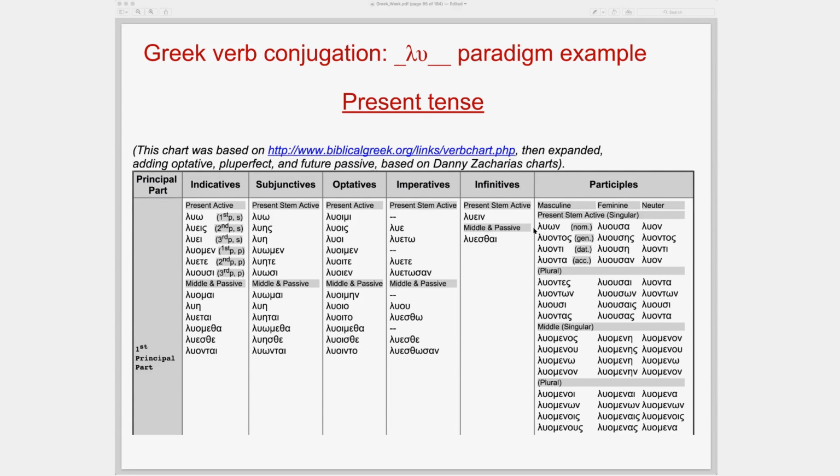Okay, and then the participles, and there's all sorts of participles, and as you can see that they are also declined according to the case, nominative, genitive, dative, accusative, although this is a verb conjugation, but they act like a noun or an adjective. And also with masculine and feminine neuter. Okay, plural, middle, plural. Okay, so that's present tense.